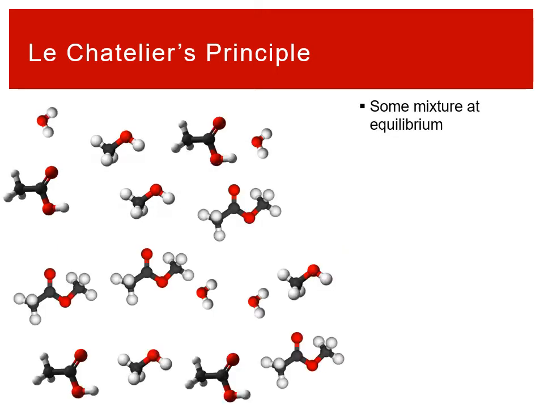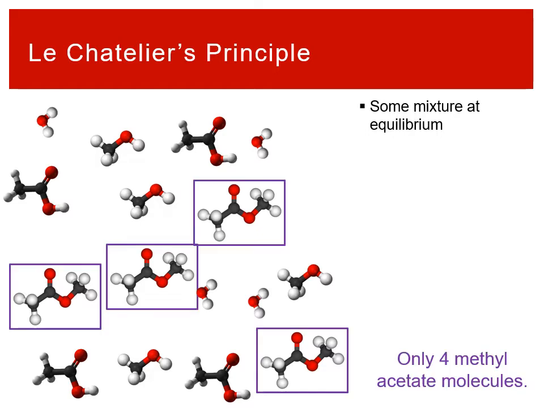So I run my reaction and I get a mixture at equilibrium. Okay, so I have some mixture at equilibrium. Not doing that great. I only made 4 methyl acetate molecules. Not good enough. I'm trying to sell this stuff.